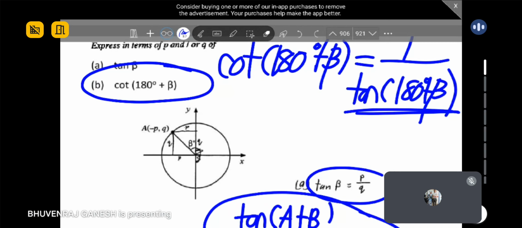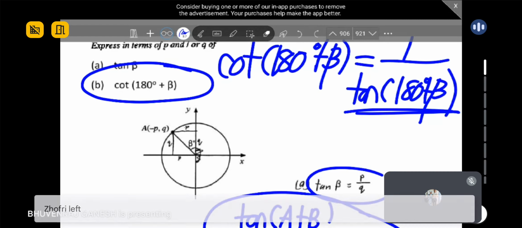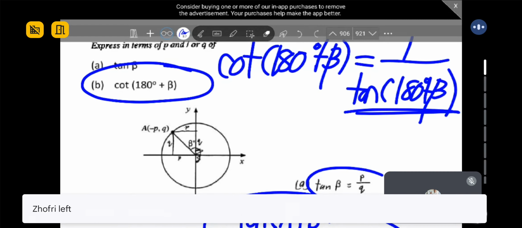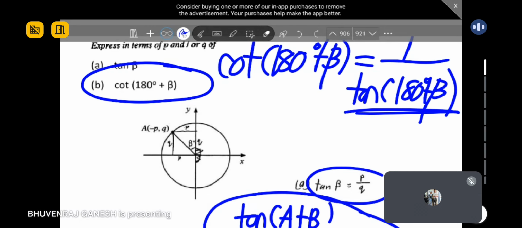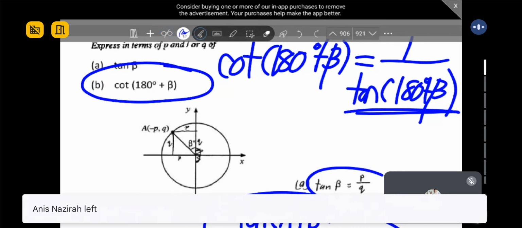Also one more thing. You must understand that beta is a small angle. Am I right? Beta tu lebih kecil. It's less than 90 degrees, definitely. So if less than 90 degrees, it is an acute angle. Guys, faham kan? Kalau sudut tu kurang 90 darjah, dia adalah sudut tirus. So guys, usually acute angle is your reference angle. Okay, that's the concept. Sudut tirus adalah sudut rujukan.